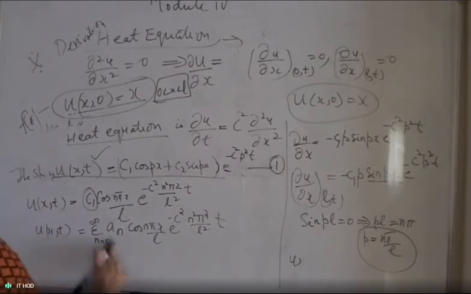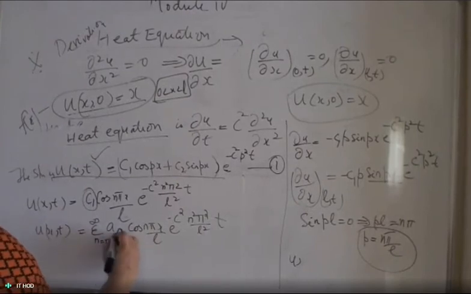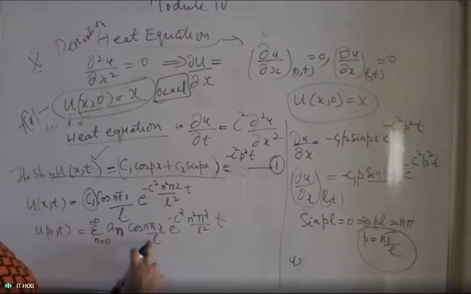Now look at this general solution. If n equal to 0, what happens?